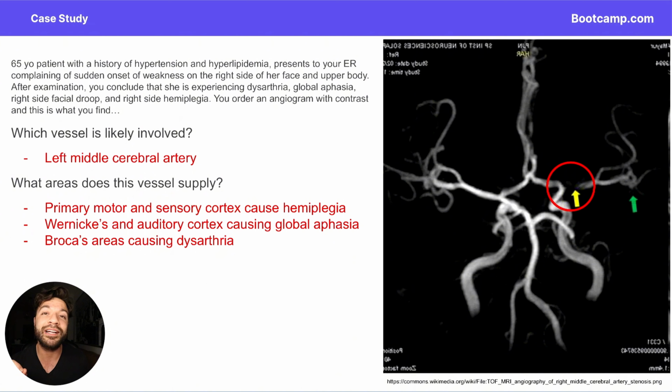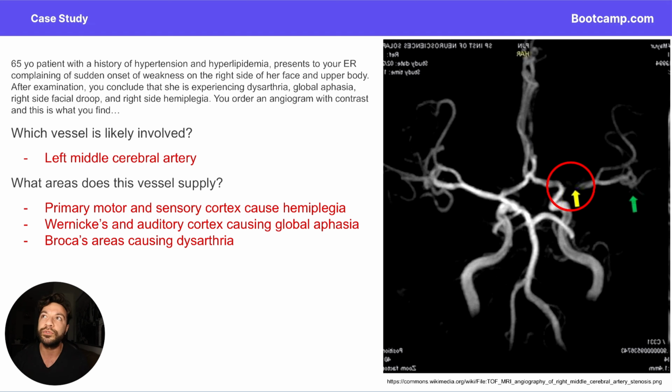So now coming back to our 65-year-old female patient who's complaining of a sudden onset of weakness on the right side of her face and upper body, as well as dysarthria, global aphasia, right-sided facial droop, and right-sided hemiplegia. Dysarthria is difficulty with motor speech production. Global aphasia is both receptive and expressive language comprehension deficits.